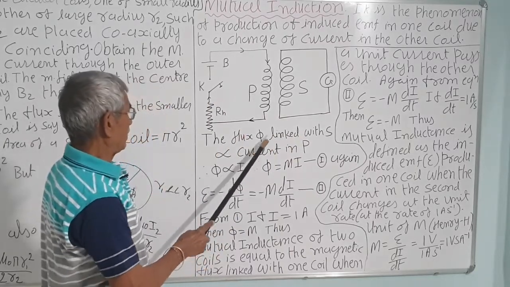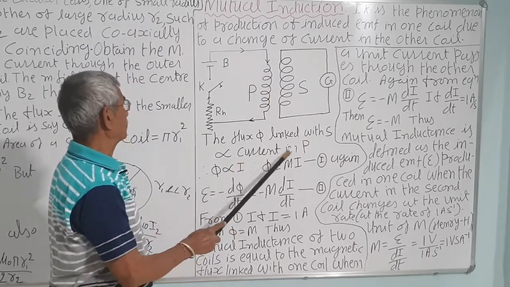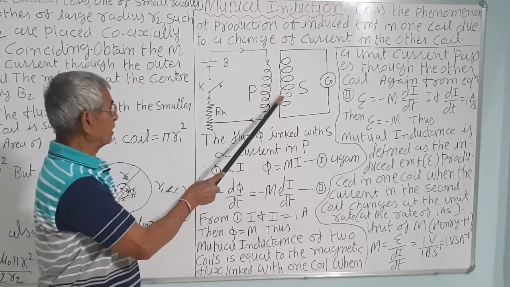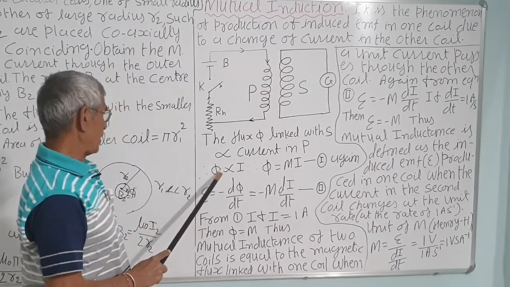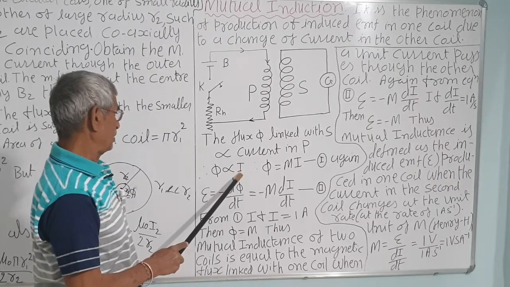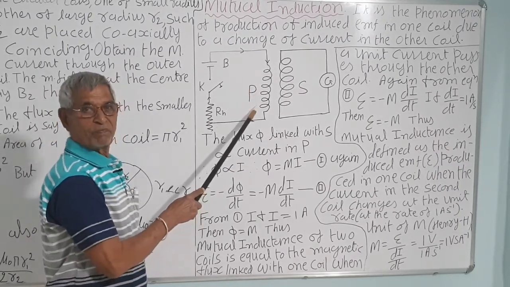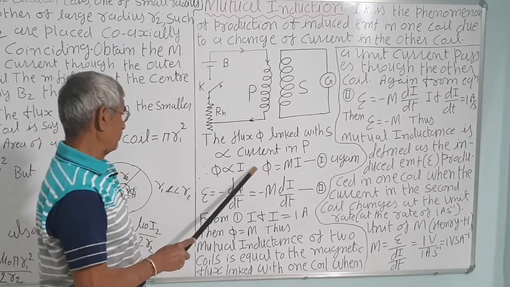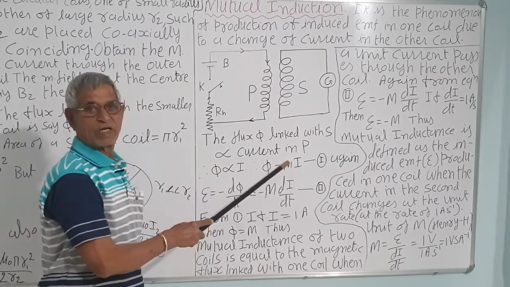The flux phi linked with the S is directly proportional to the current in the primary. So flux phi is directly proportional to I, where I is the current in the coil P, that is the primary coil. So flux linked with the S is equal to some constant M into I.